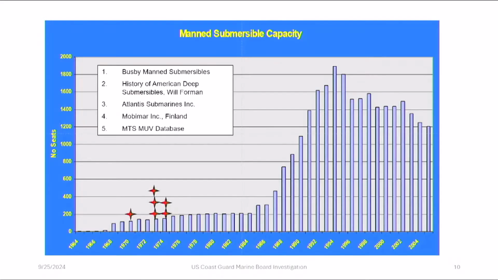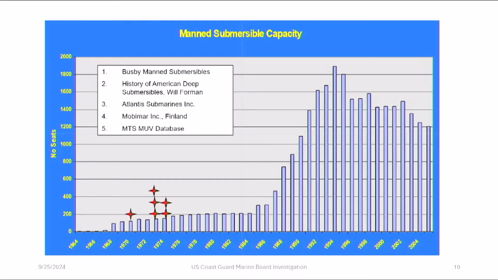This graph over here shows where the fatalities were in the spectrum of how many, I put it by seats, how many seats were available in the world at any one time per year. And you can see that there is a very marked shift in increased capacity somewhere in the mid-'80s, and that had to do with large tourist submersibles. What this does show is that a lot of these submersible regulations came around in the 1980s.